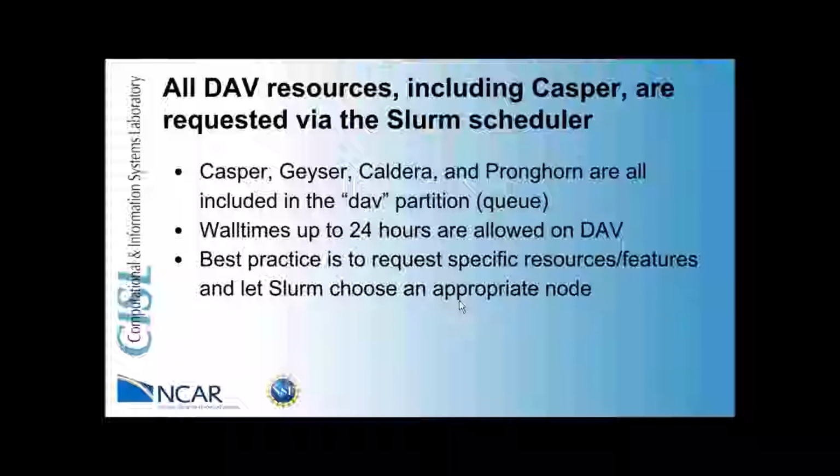And then the best practice, I would say, is to request specific resources and features, and then let Slurm choose an appropriate node. So this is a bit of a shift in philosophy from the past where we've really said, okay, well, if you hop on Geyser, just ask for a Geyser node, or back in the day, ask for the Geyser queue, and then you'll end up there. But since Casper is heterogeneous and has these different node types, I think it's a better idea to ask for the features that you want and just let the scheduler handle it, and you'll end up there a little quicker. Yeah, shorter queue times. That's always our goal.